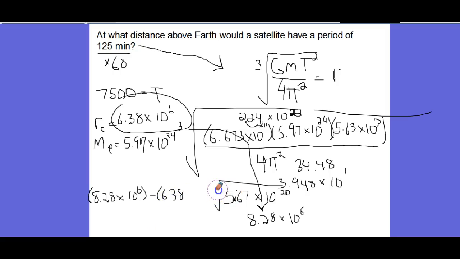times 10 to the 6th. As long as they're the same exponents you can subtract, you just subtract this number from that number. So then we just go 8.28 minus 6.38 comes to 1.9 times 10 to the 6th, that stays the same, meters. That's how far above the Earth.